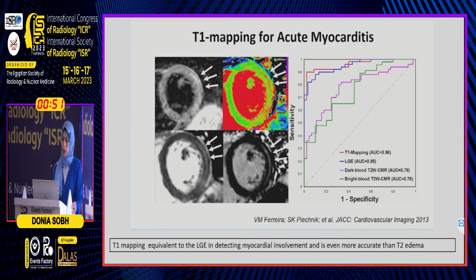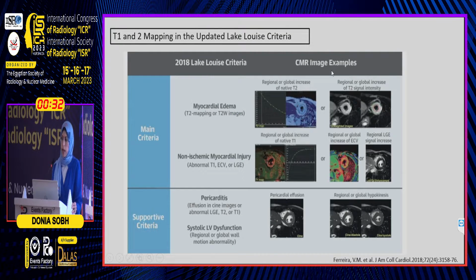T1 mapping also increased in cases of myocarditis, and if we look here at this ROC curve, we will find that it's even more sensitive than the T2. So this is here the T2, and this, the blue, is the late gadolinium. This is the T1 map, and we see how it's more sensitive even. And because of their added value, they were implemented. As we know, the Lake Louise criteria is the criteria that we use for diagnosing myocarditis. And before, it included just the T2. And the updated criteria, now we can see the T1 and T2 added in it.